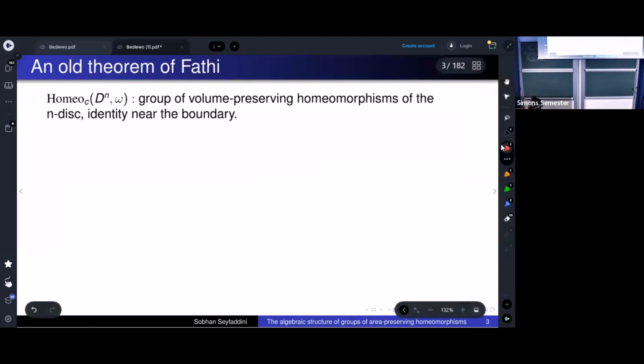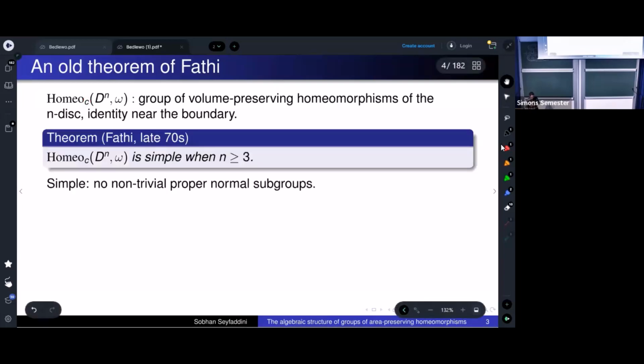The C you see here stands for compact support, meaning we're considering only those homeomorphisms which are identity near the boundary of the ball. And here's what he proved. He showed that this group, compactly supported volume-preserving homeomorphisms of the n-dimensional ball, is a simple group when n is at least 3. So it has no non-trivial proper normal subgroups.